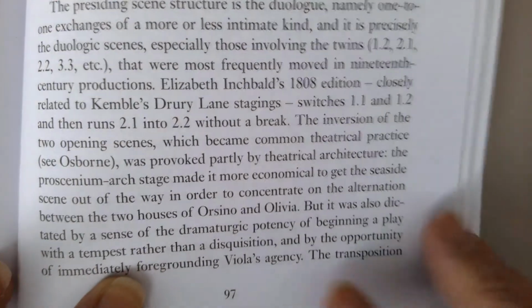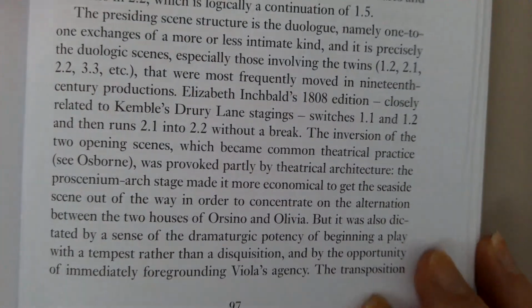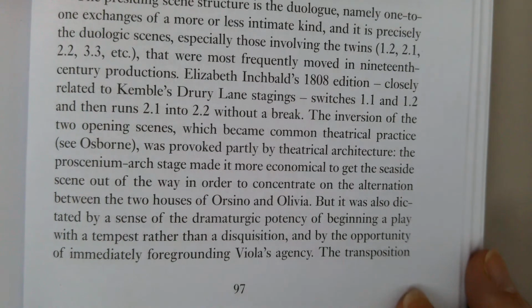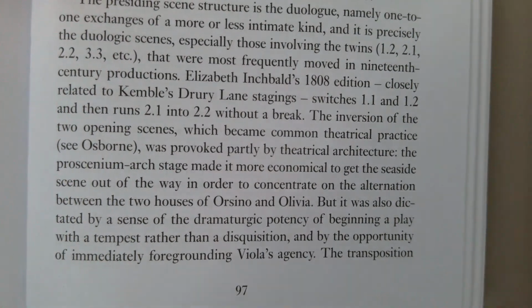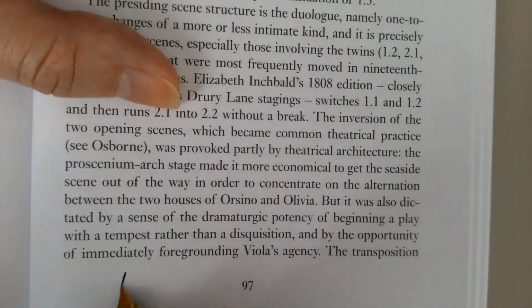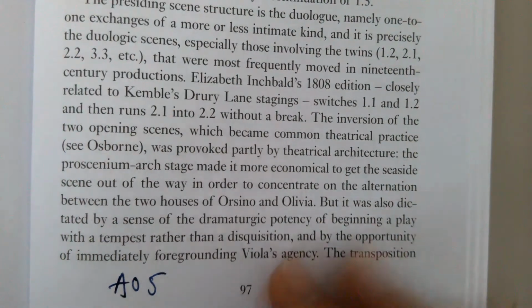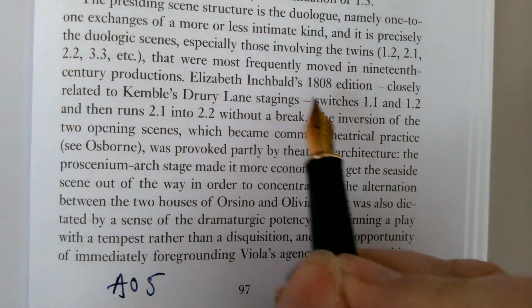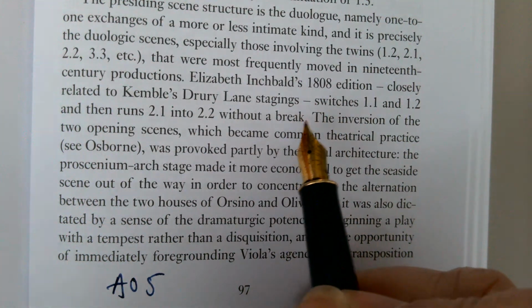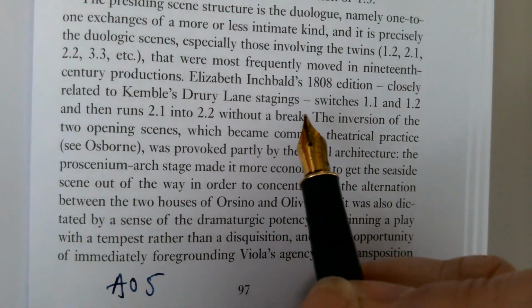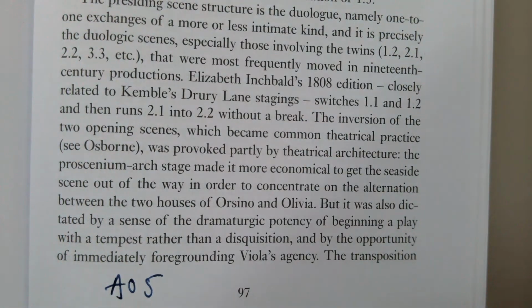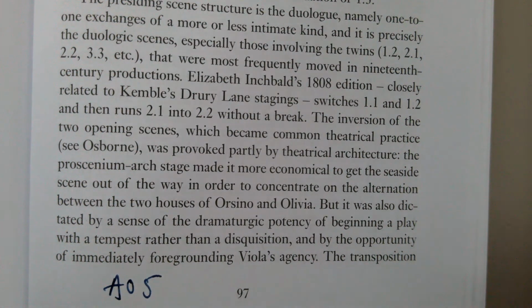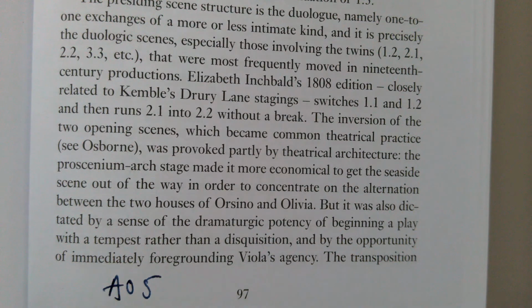Right, lovely. So why am I starting today's lesson with page 97 of the introduction? Now, it's because it gives me some really interesting AO5 information. It tells me that as early as the 1800s, some productions were opening with Act 1, Scene 2 instead of Act 1, Scene 1. And it gives me two and a bit reasons as to why that happened.